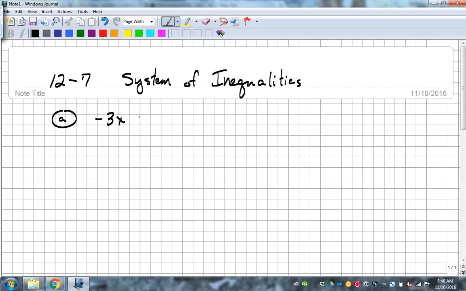Negative 3x plus y is greater than negative 7. And then 2x, bless you, minus y is greater than or equal to negative 4. All right, so a nice little easy linear system to start off with. So with that one, what do we want to do to those inequalities if we're going to graph this?